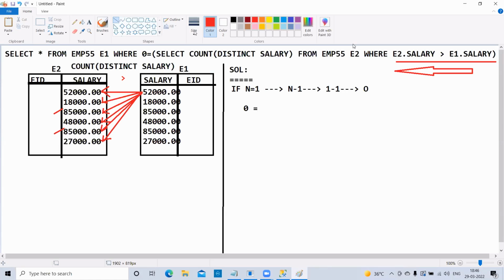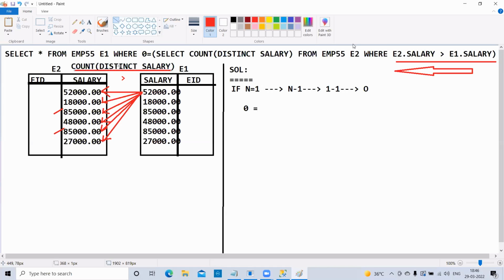Which is more than 52. Yeah, two values are there. But in two values, can you see here I'm using count of salaries are 2. So count of salaries are 2, right? Count of salaries are 2. But on the salaries, I'm using distinct keyword.